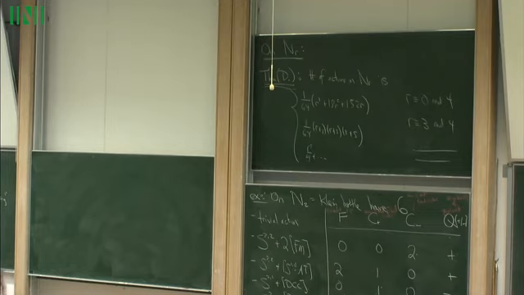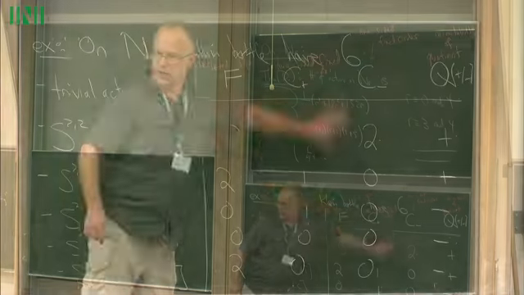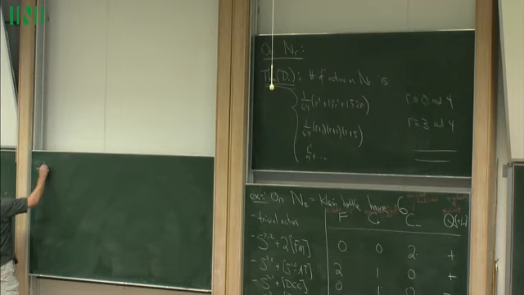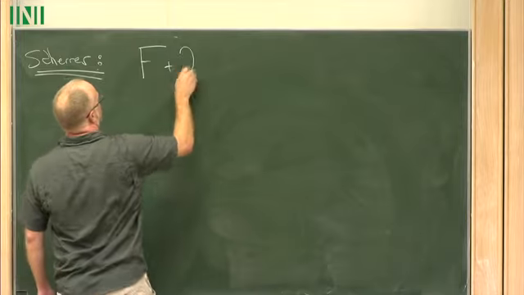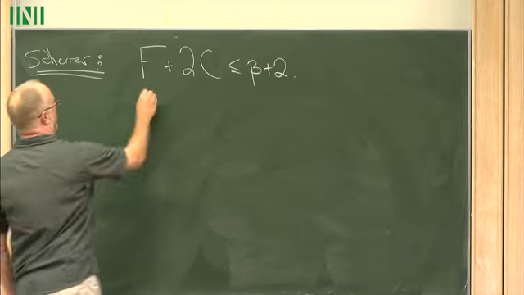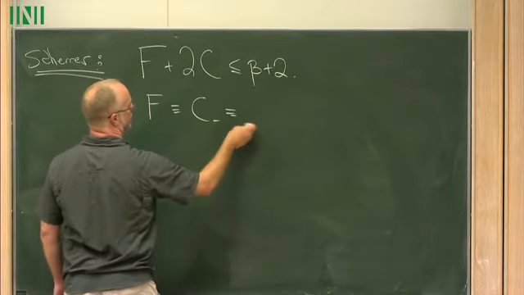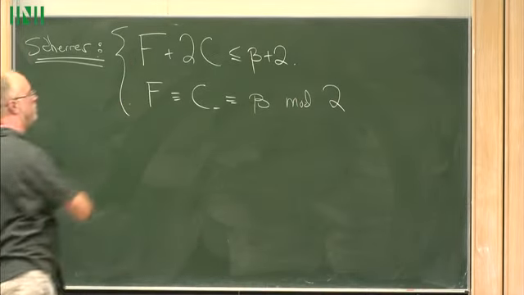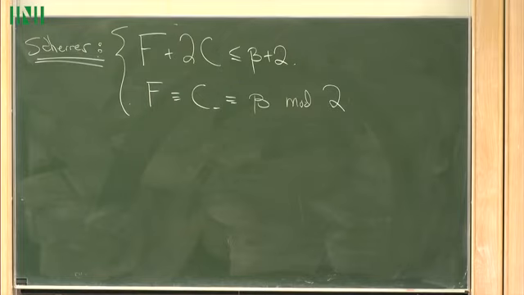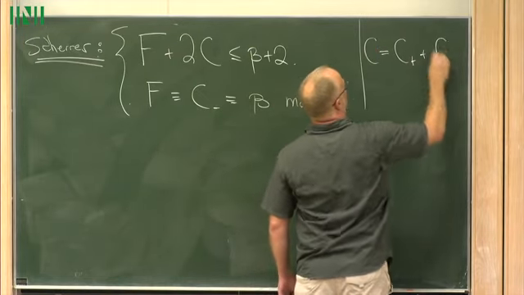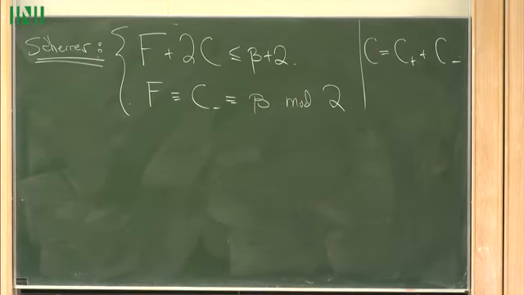But this is your first guess, that you're going to try to classify actions by classifying these tables, right? What can these different invariants look like? And the theorem from Scherer, the 20s. So f plus 2c is always less than or equal to beta plus 2. And f is always congruent to c minus is congruent to beta mod 2. C is the total number of fixed circles, which is C plus plus C minus.